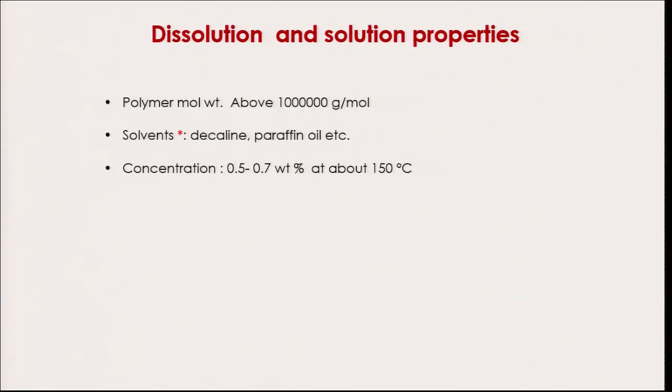Another important point is polyethylene is not readily soluble at room temperature. You need to heat it to around 100 degrees or more than that to dissolve it and get a homogeneous solution. The concentrations for about 10 lakh molecular weights are generally in the region of about 0.5 to 0.7 weight percent. This is just to give you a fair idea about what are the kind of concentrations which are used in gel spinning.